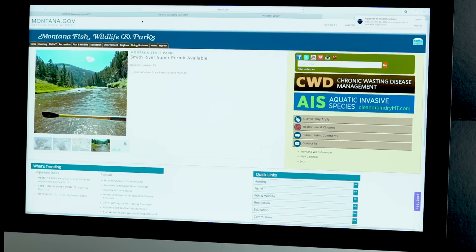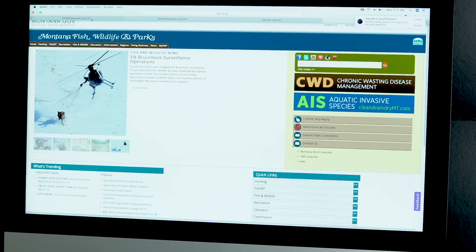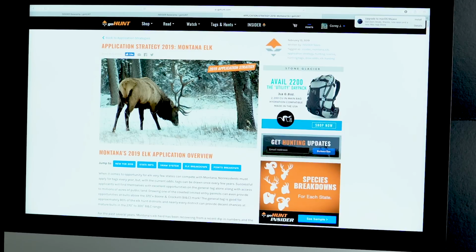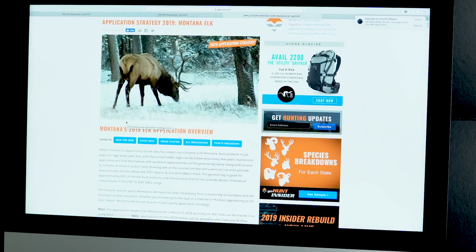So with that, the first thing I'm going to do is jump into GoHUNT and look at their application strategy article for Montana elk. And similar to the videos that we've done for the other states, there's just a plethora of information that's going to be helpful for anyone looking at Montana. Just an overview, as I mentioned, there's a ton of opportunity to hunt in Montana if you draw that general elk license. About 80% of the state public land is open for that license.